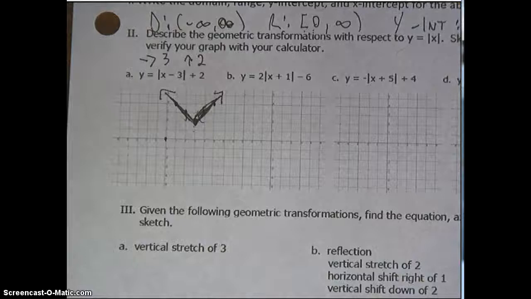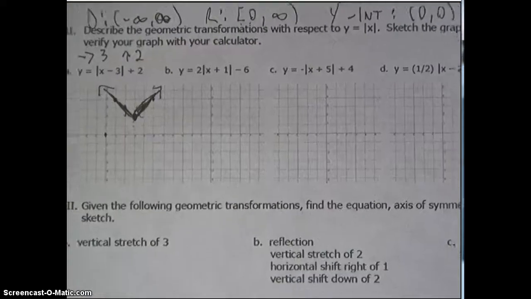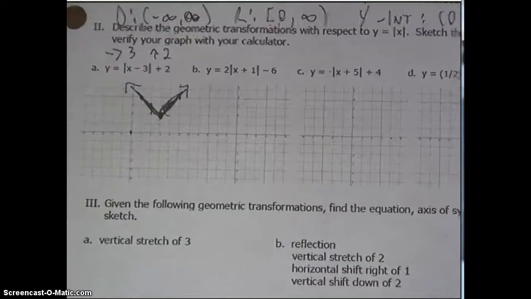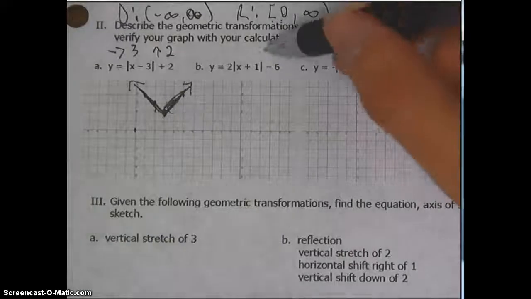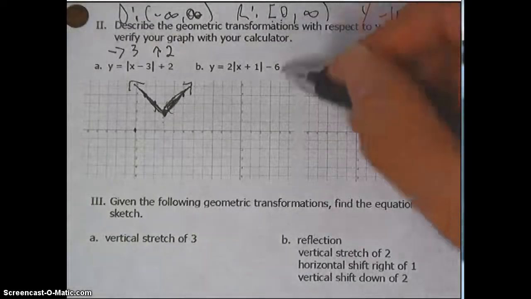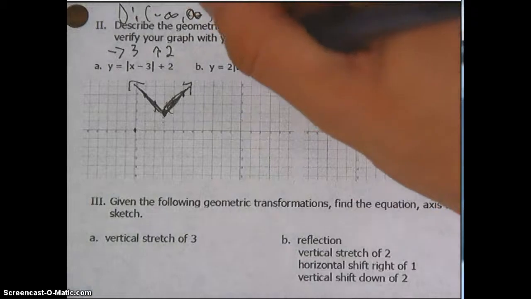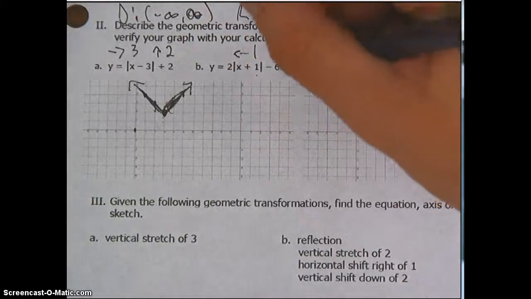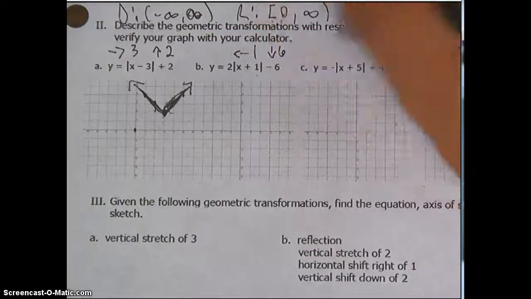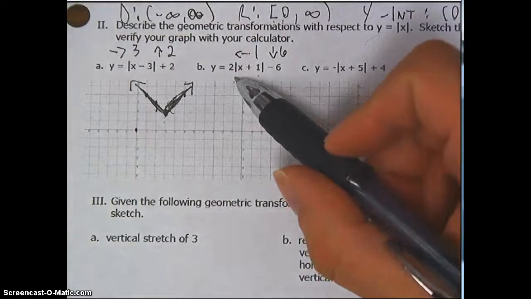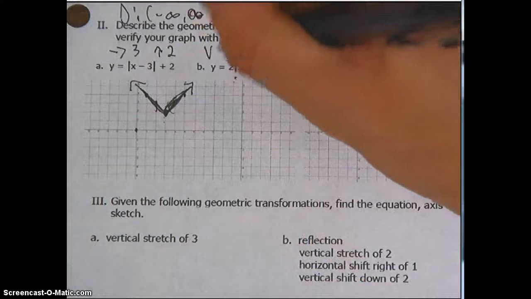Okay, so let's do another one. Let's do B here. So now we've got 3 things going on. We've still got that plus 1, which means left 1. And I got that minus 6, which means down 6. But I've also got this 2 here. And that 2 means that it's a vertical stretch. I'm just going to abbreviate that VS.